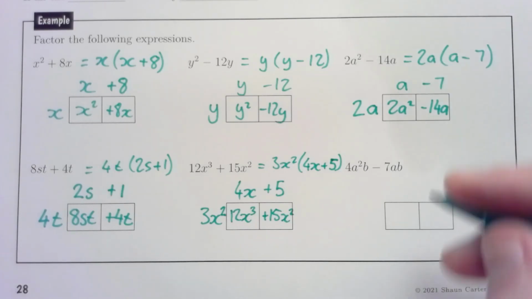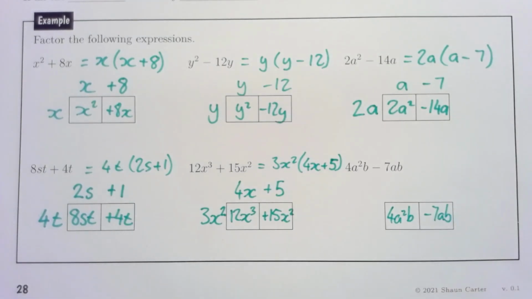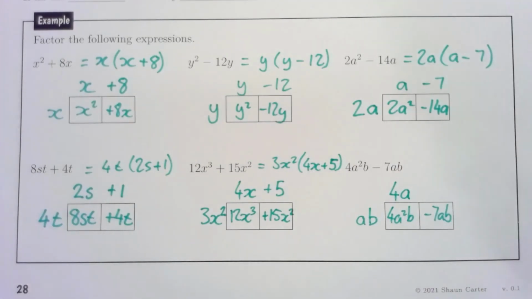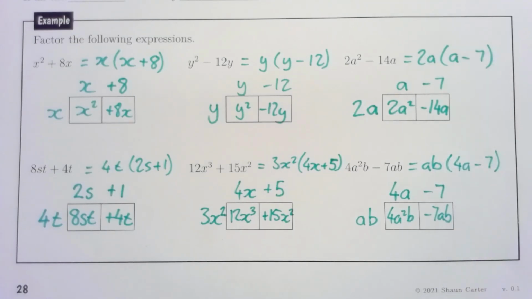Now for the expression 4a squared b, take 7ab. We don't actually have a common factor for our coefficients 4 and 7. But if we look at the variables, we do have a couple of common factors here. Both a and b occur in both terms. So our common factor is ab. Now to get the term 4a squared b, we would have to multiply ab by 4a. And to get negative 7ab, we would need to multiply by negative 7. So our factored expression is ab times the quantity 4a take 7.